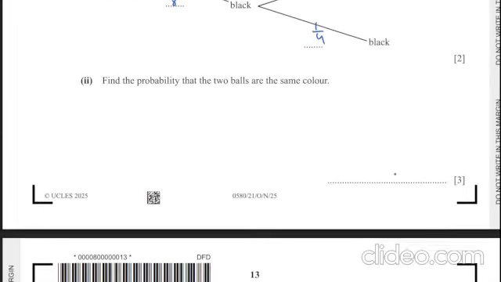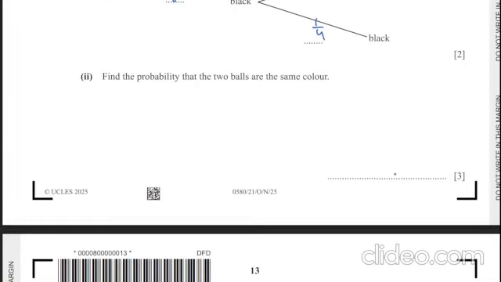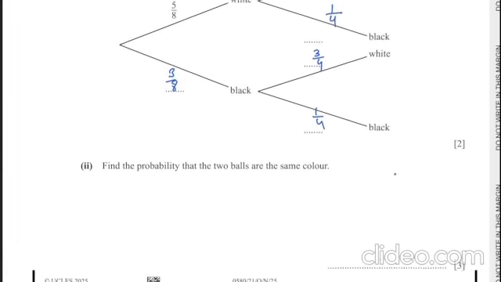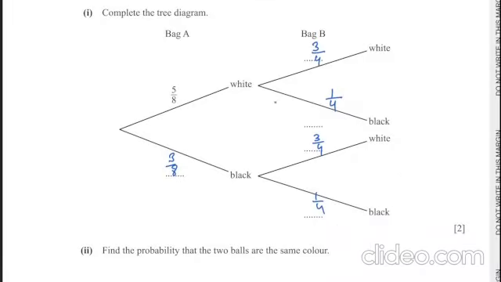Okay, to find the probability that the two balls are of the same color, we will follow the path of white-white and black-black, then we will get the probability of same color. So 5 by 8 times 3 by 4, plus 3 by 8 times 1 by 4.